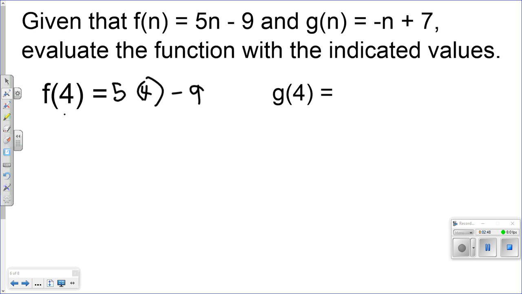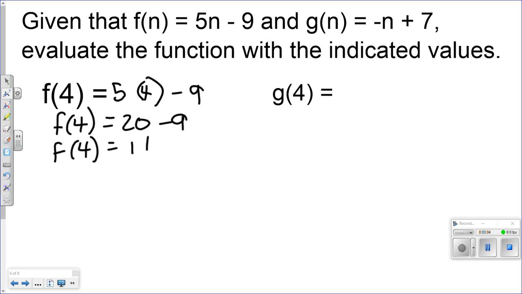On our next line down, we're going to rewrite this. f of 4 equals, and 5 times 4 is 20, minus 9, showing all of our order of operation steps. And then f of 4 equals, and 20 minus 9 is 11. So we know that if 4 goes into this function, into the machine, as we've talked about in class, then the output or the resulting value will be 11. So f of 4 is 11. We can actually read it that way out loud.